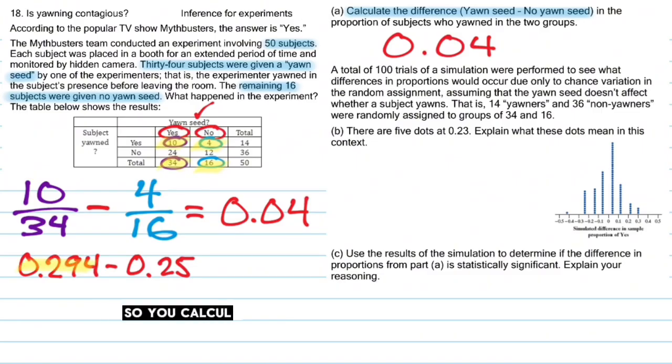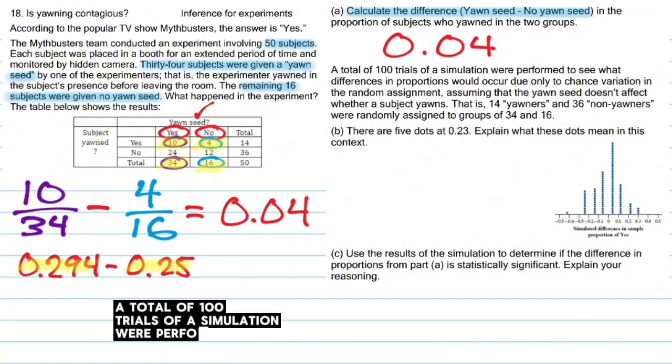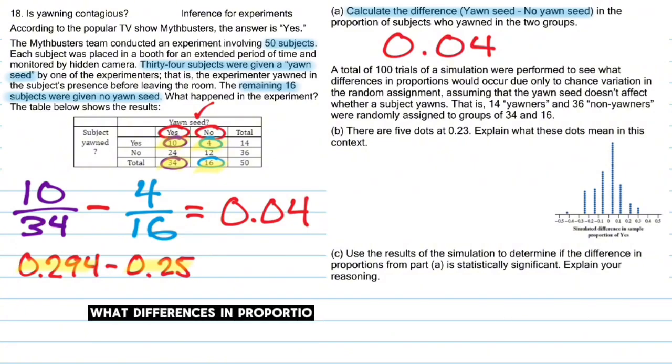So you calculate both of your proportions and you subtract them and you get 0.04, and that is the difference in the two proportions. That's all you had to do for part A. Here we go with part B. A total of 100 trials of a simulation were performed to see what differences in proportions would occur due only to chance variation in random assignment, assuming that the yawn seed doesn't affect whether a subject actually yawns.